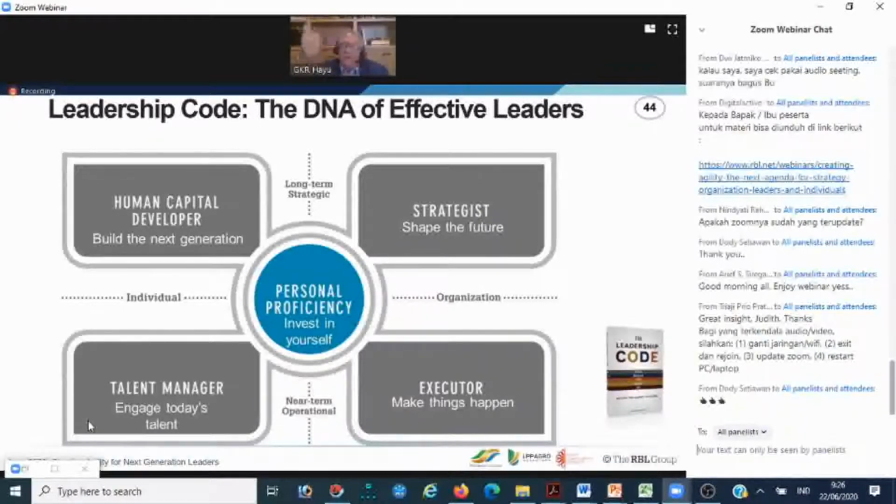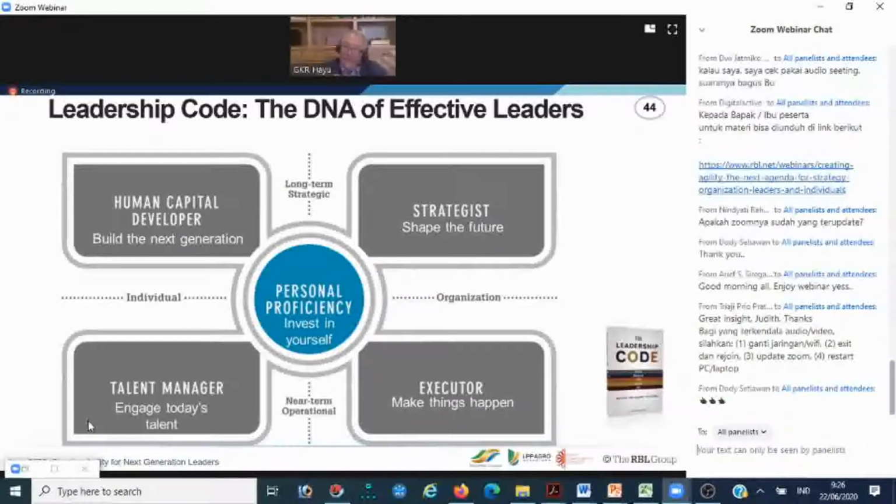We discovered that there are 5 skills of leadership. We did a book called Leadership Code. Leaders have got to have a good strategy. Where am I going? Got to know where I'm going. They got to execute. How do I get things done? They got to manage talent and they got to build tomorrow's talent. There's 5 things leaders need to do. And in the middle, personal proficiency, character, trust. Those are the 5 basic skills of good leadership.